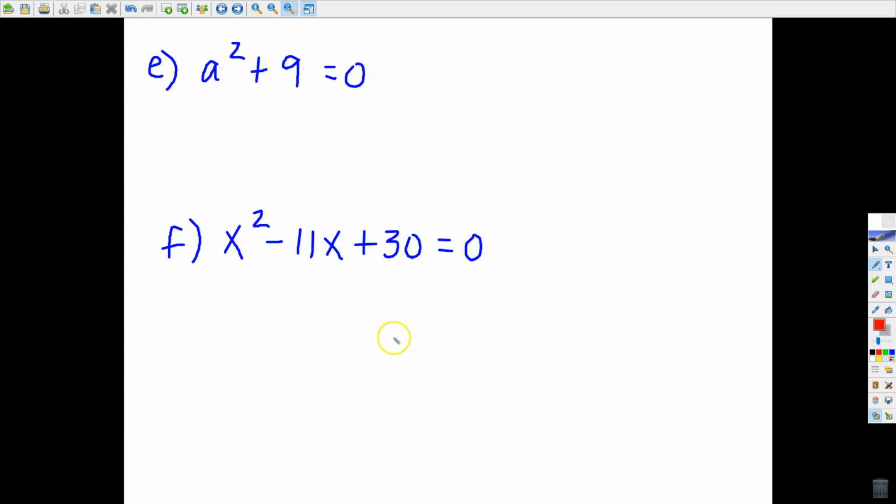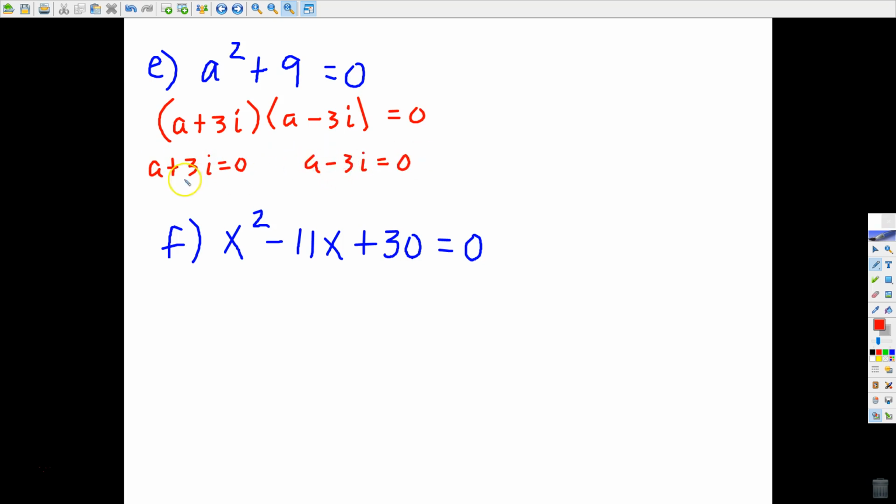Let's try letter E. Well, we looked earlier at how we could factor this. There's two different ways of solving this. Maybe I'll just show the factoring. A plus 3i times a minus 3i. Okay, and so now we can set each of these equal to 0, solve for a. So we're going to get negative 3i and positive 3i.